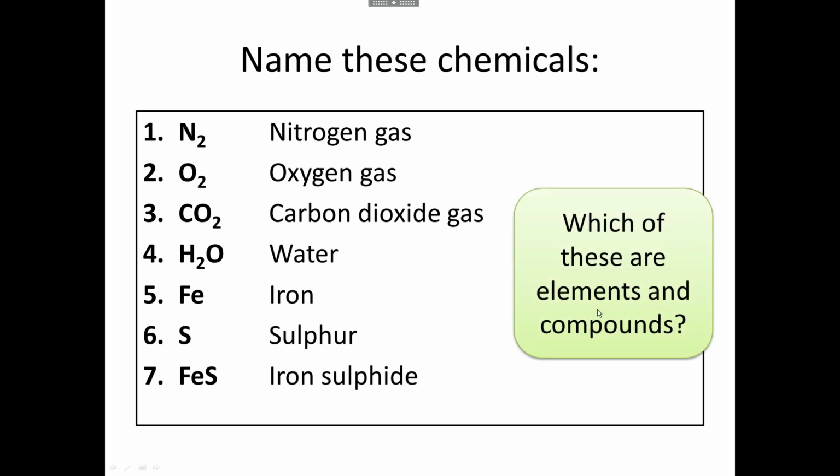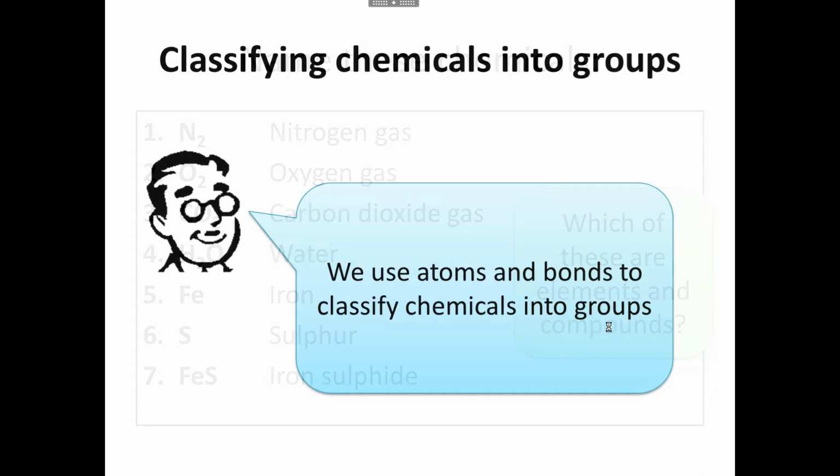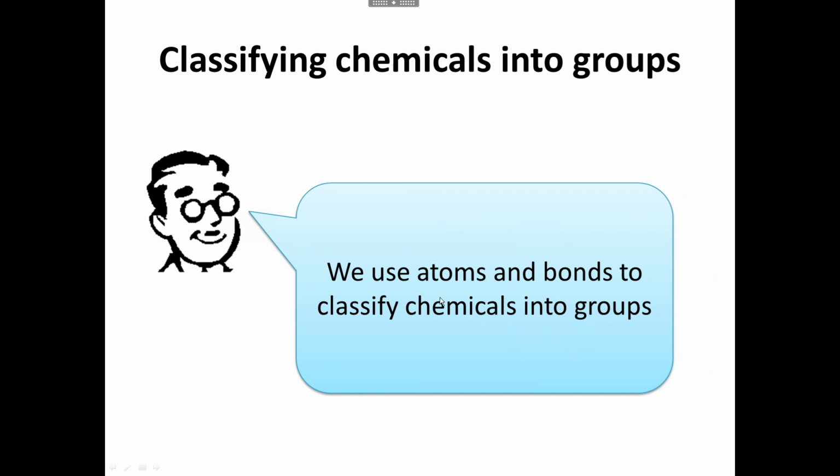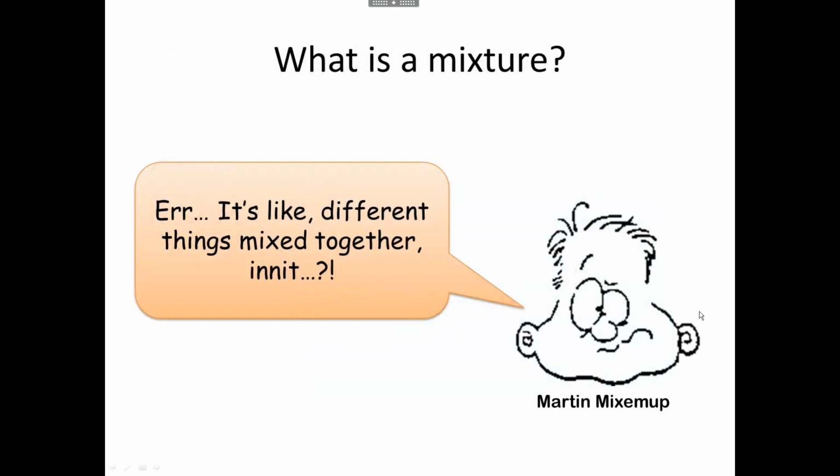Okay, now we need to consider how to classify chemicals, how to sort them into groups. This time we're going to sort them into which are elements and which are compounds. So let's go through how to do this. We need to use the pattern of atoms and bonds to classify chemicals into elements and compounds. And if they're mixed together, they need to be separated out so we can identify each element and compound separately.